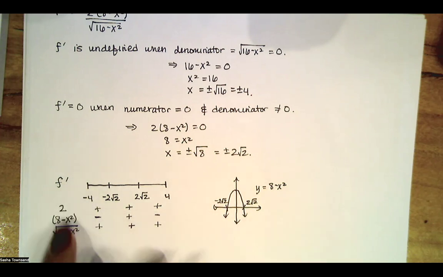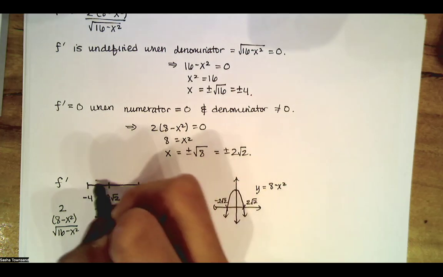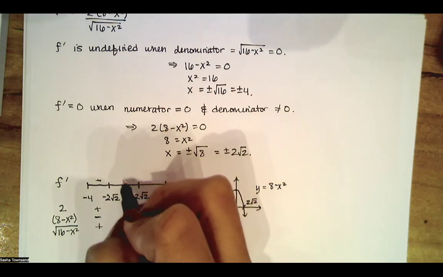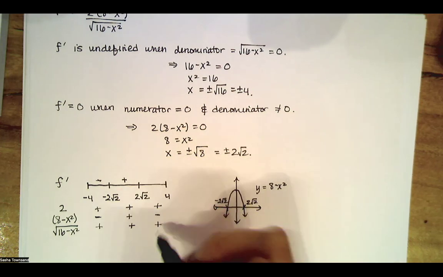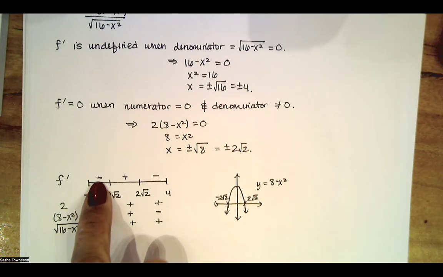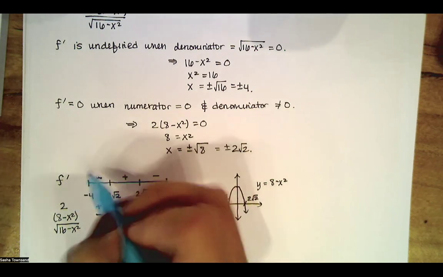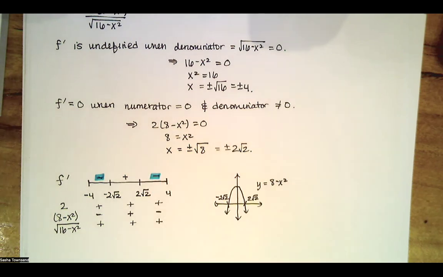Now f prime is this times this divided by this. So it's a positive times a negative divided by a positive. So that's going to give us a negative sign. And then we've got a positive times a positive divided by a positive, which is positive. And then positive times a negative, which is negative, divided by a positive, which is negative. So f prime is negative on this interval, positive on this interval, and negative on this interval. That means our function is decreasing here and increasing here.